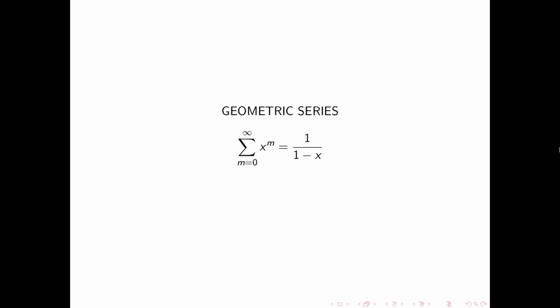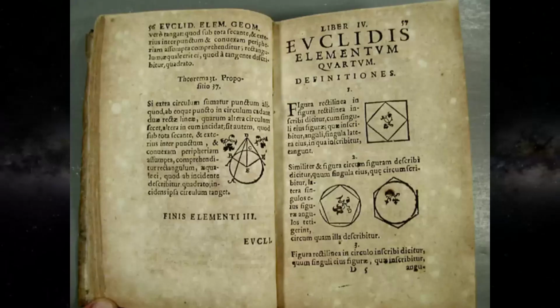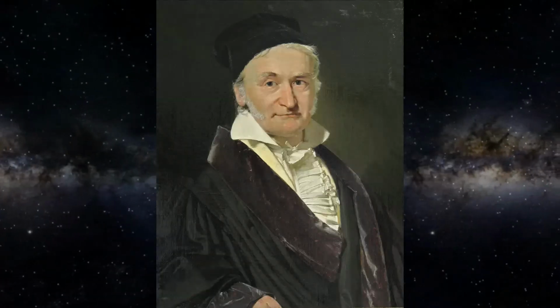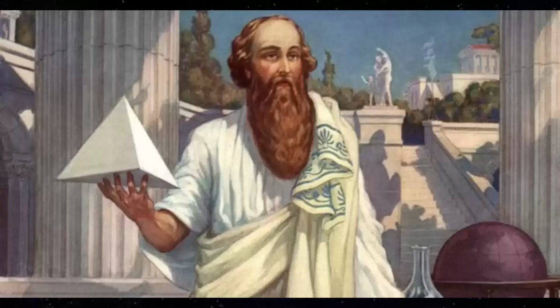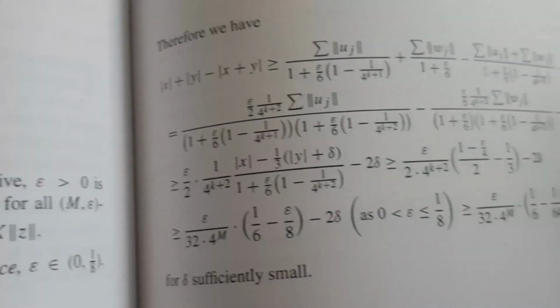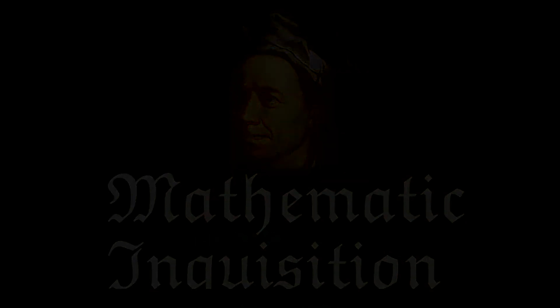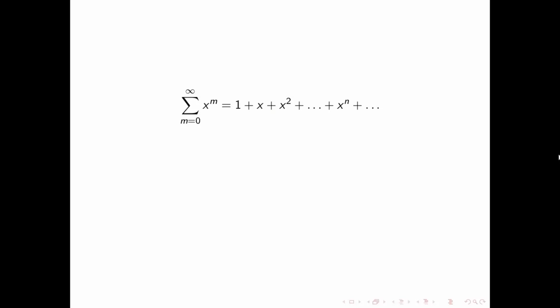Today, we're going to study the geometric series. The geometric series is the sum of 1 plus x plus x squared all the way to x^n, and it continues until infinity. How do we calculate this series?